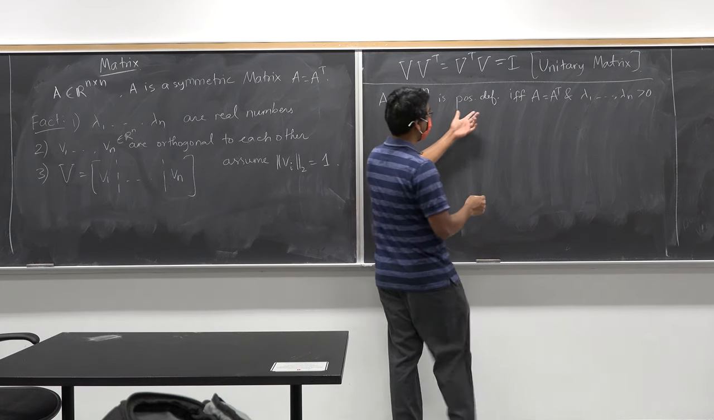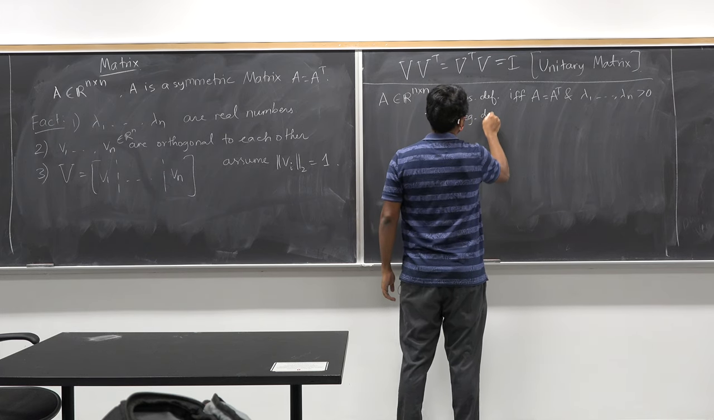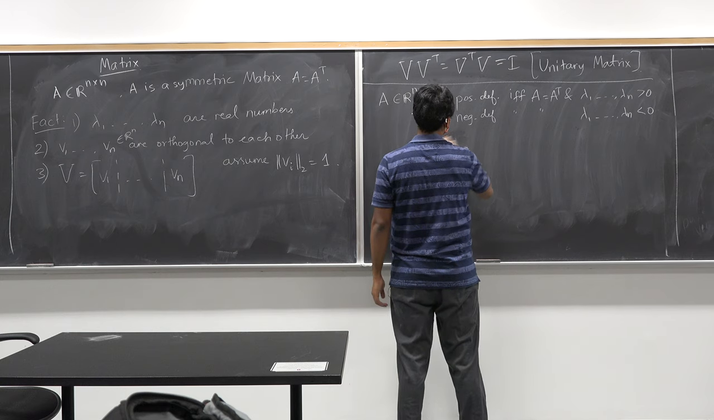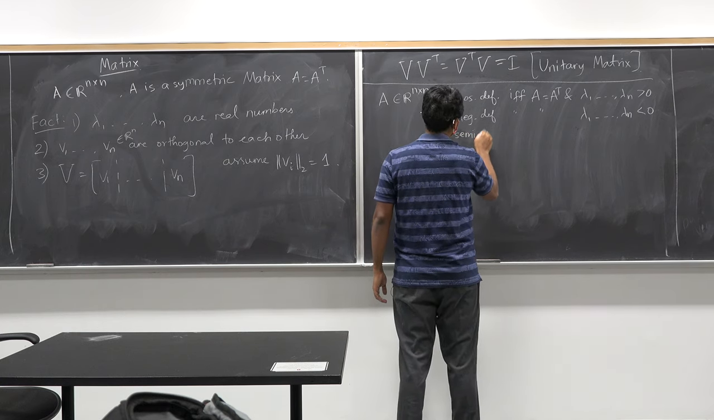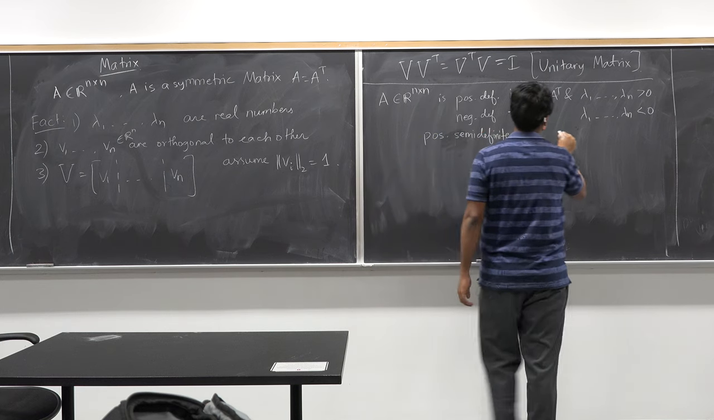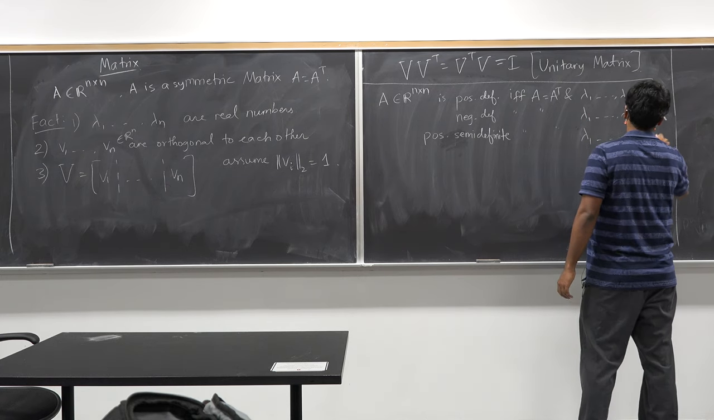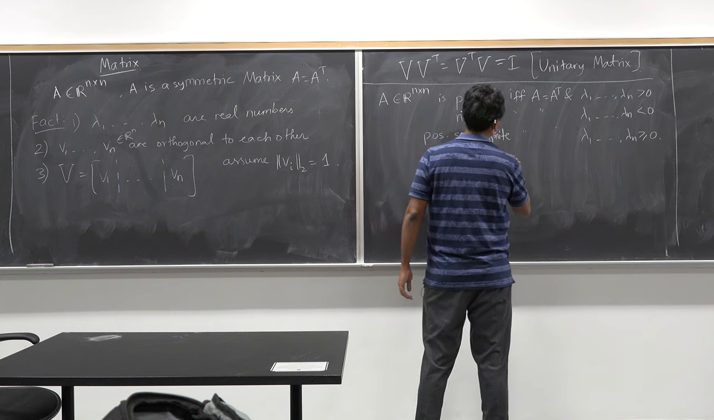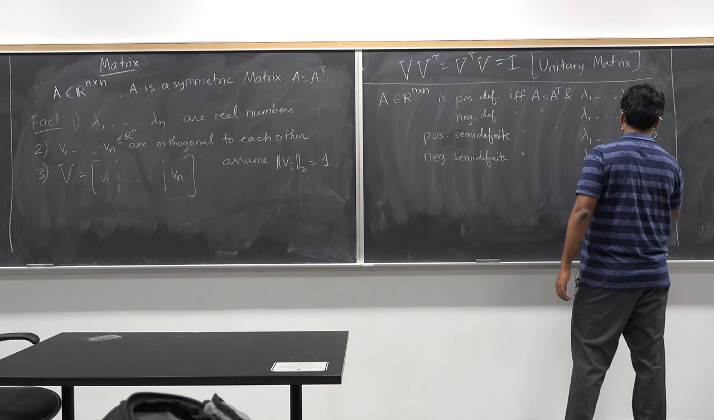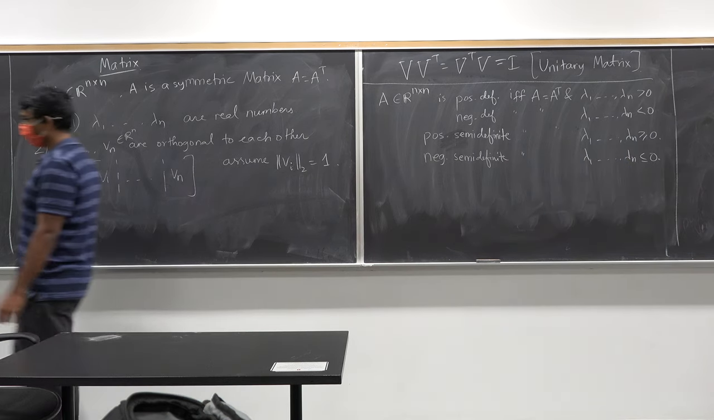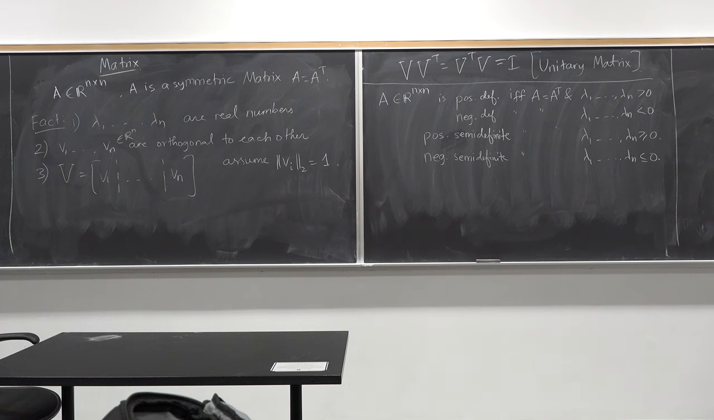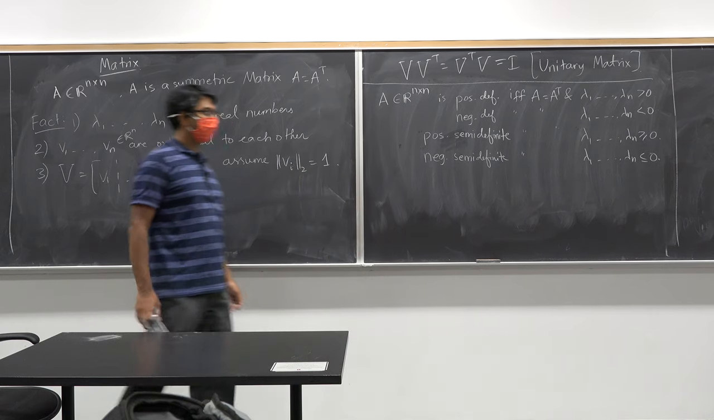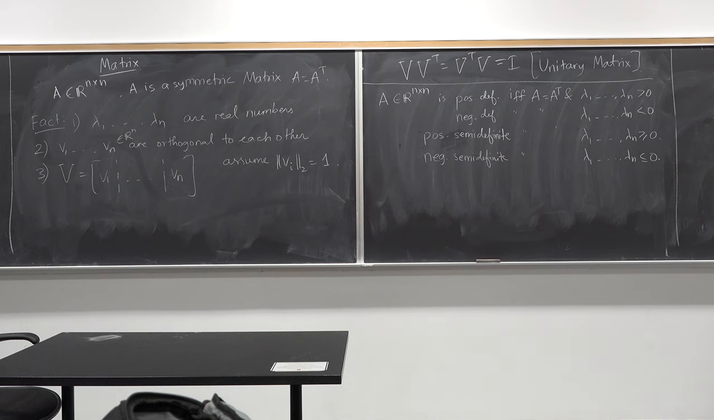So this is positive definite if all eigenvalues are positive. It's negative definite if A is symmetric and lambda_1 to lambda_n are strictly negative. It's positive semi-definite if A equals A transpose and lambda_1 to lambda_n are greater than or equal to 0, and negative semi-definite if lambda_1 to lambda_n are less than or equal to 0. These are just the definitions of positive definite, negative definite, positive semi-definite, and negative semi-definite matrices. In this optimization class, we will extensively use positive semi-definite and positive definite matrices because those are important matrices in the context of optimization algorithms.